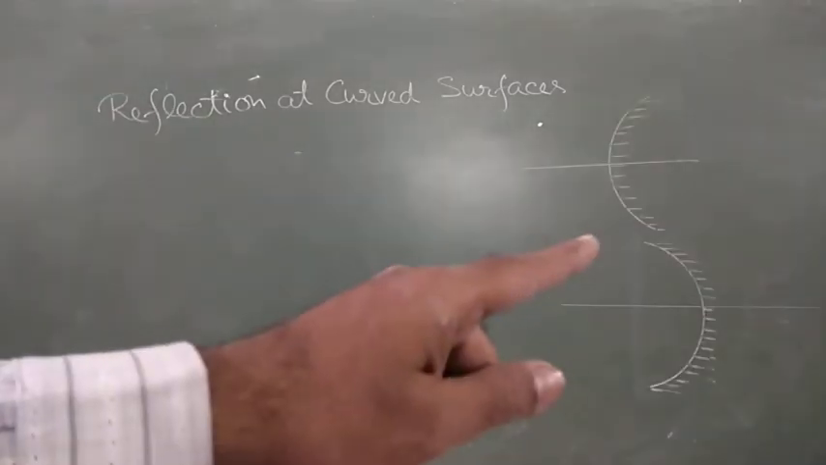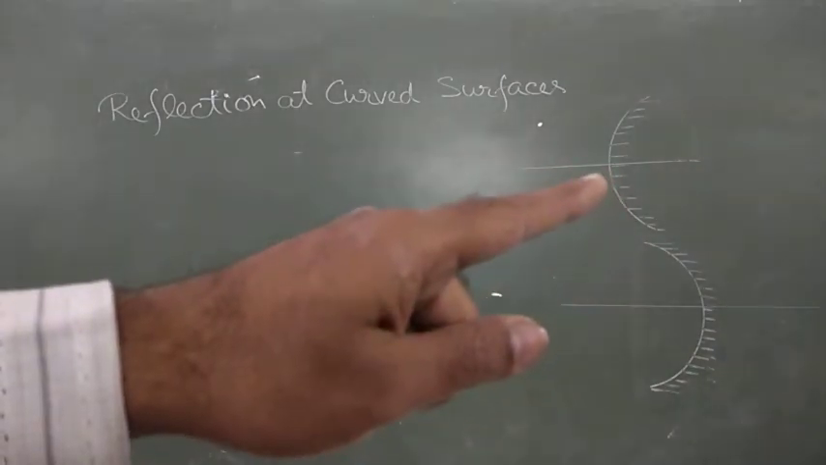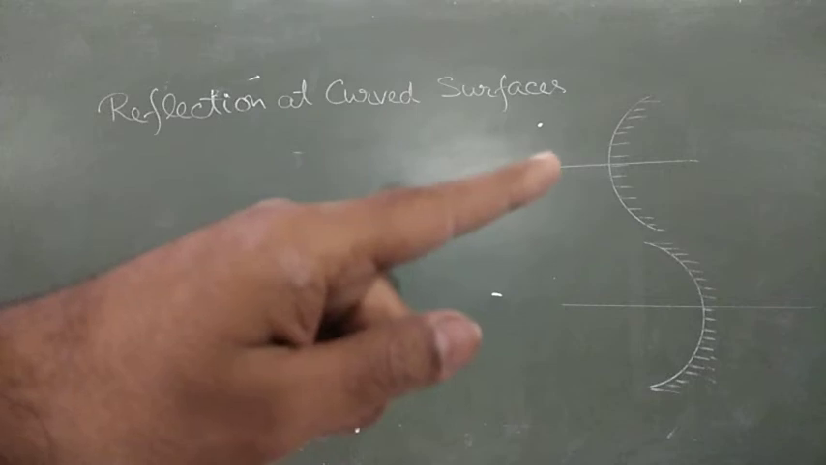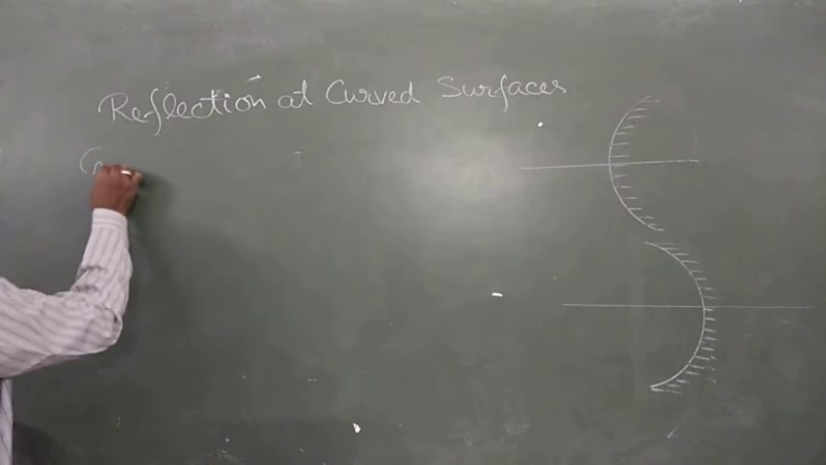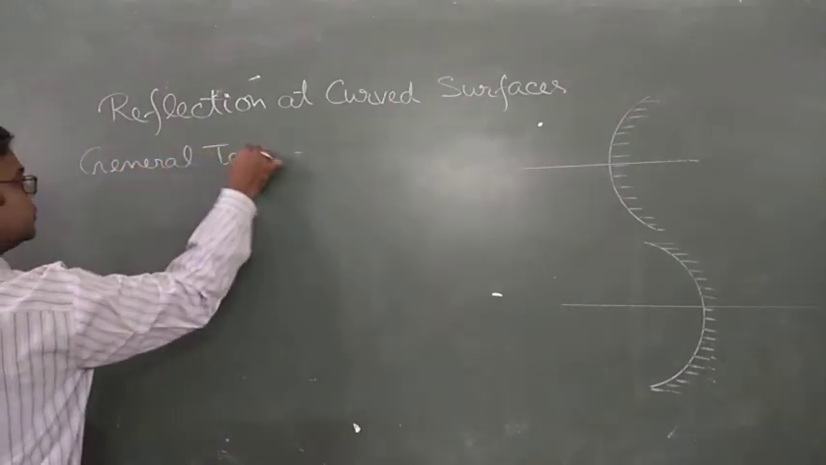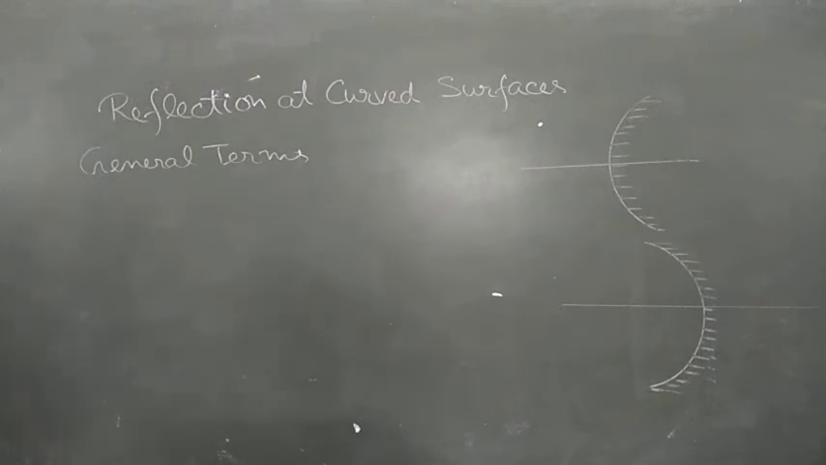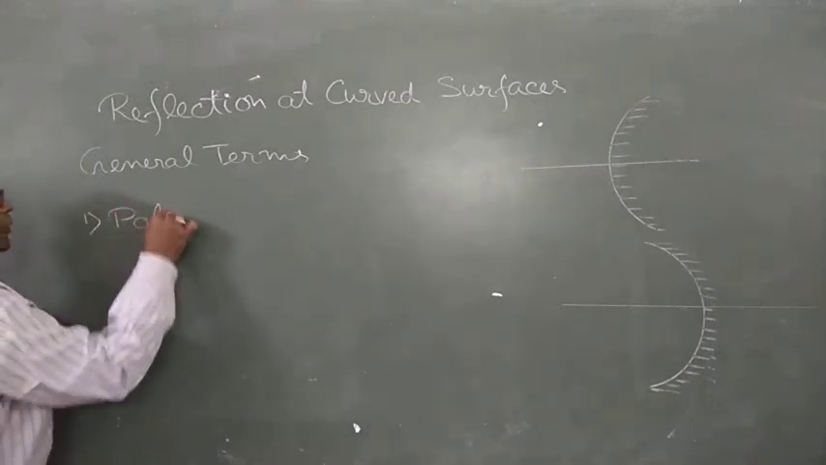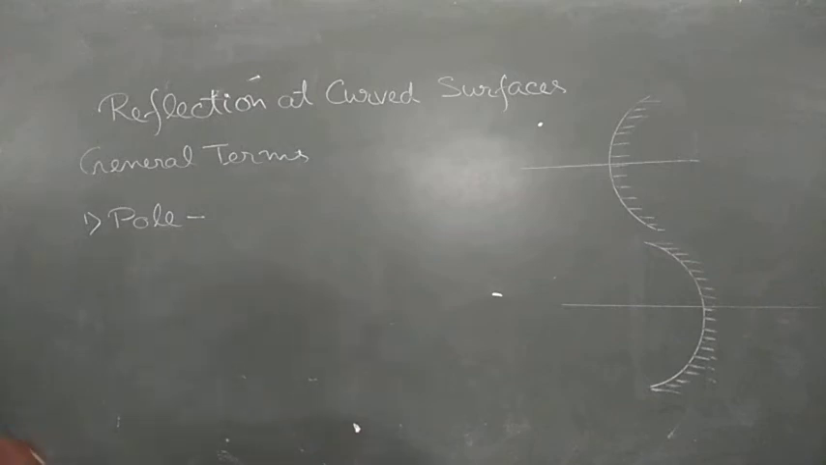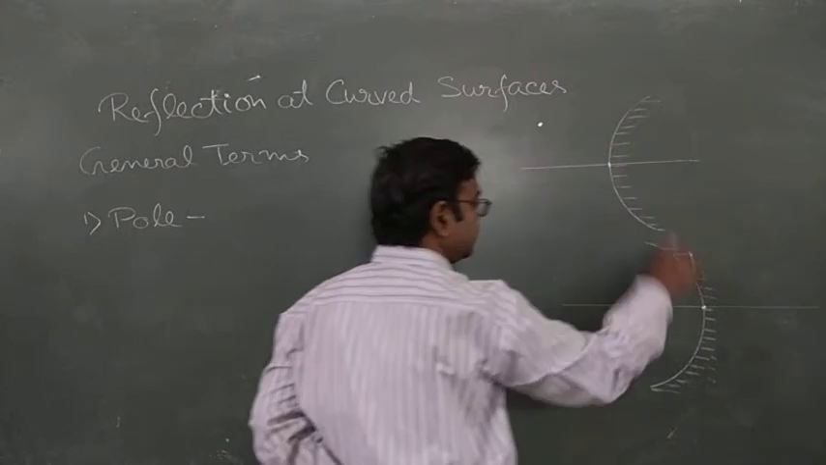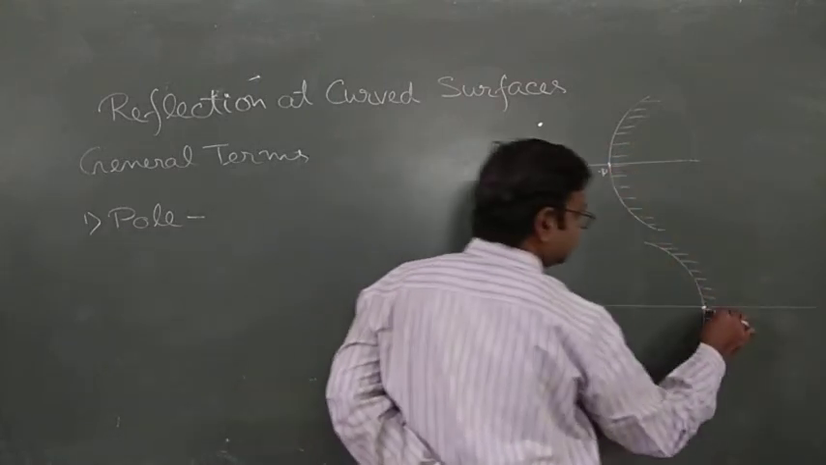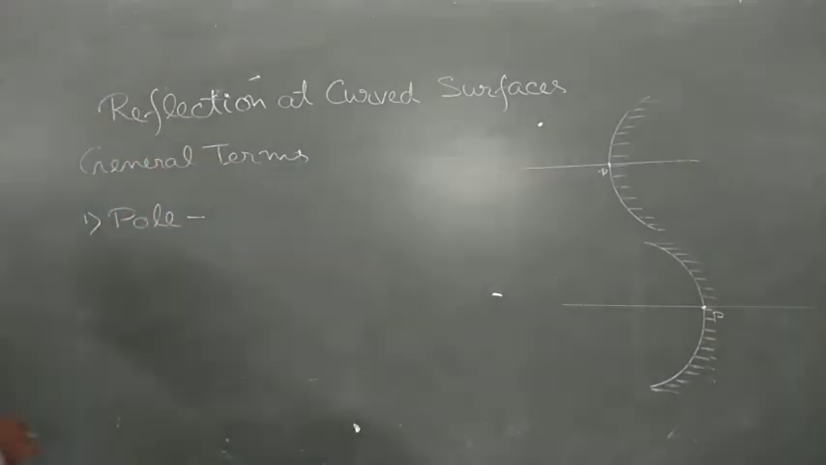As you are observing on your right hand side, there are two spherical mirrors. This one is your convex mirror, this one is your concave mirror, and there is a line passing in between the mirrors. So in this video we are going to discuss some general terms of the spherical mirror. Clear? The very first term is the pole. What is the pole of the spherical mirror? Pole is the point which is exactly at the mid of the spherical mirror, only the mirror part. This point P is known as the pole of the mirror. I hope this is clear.